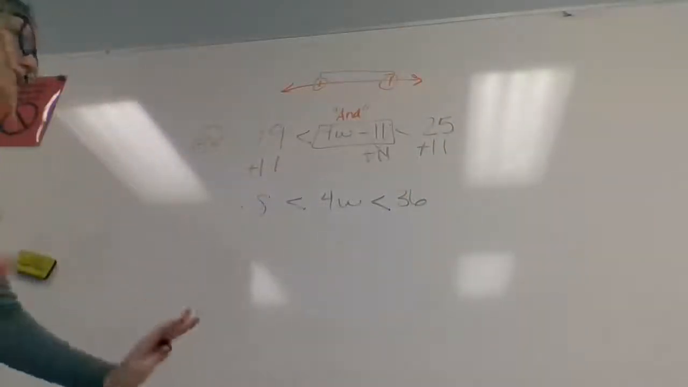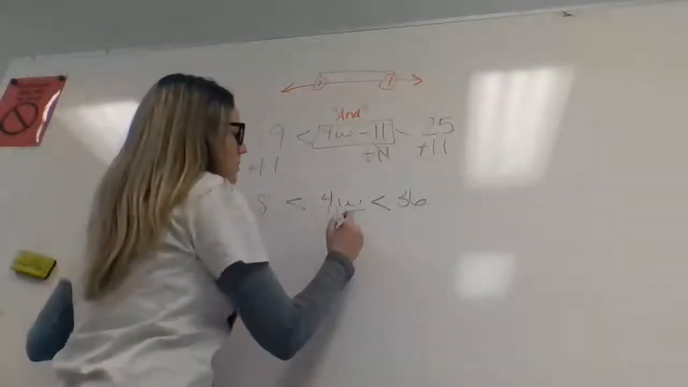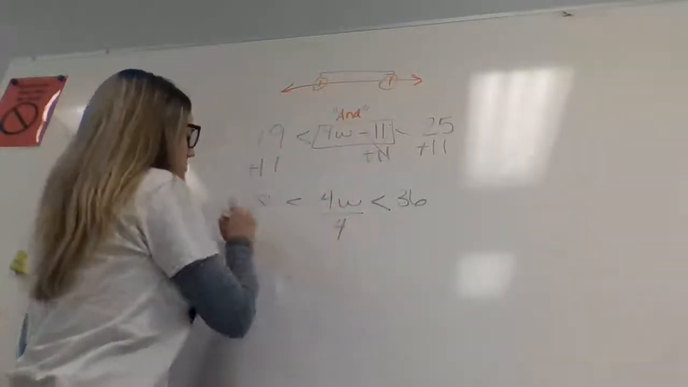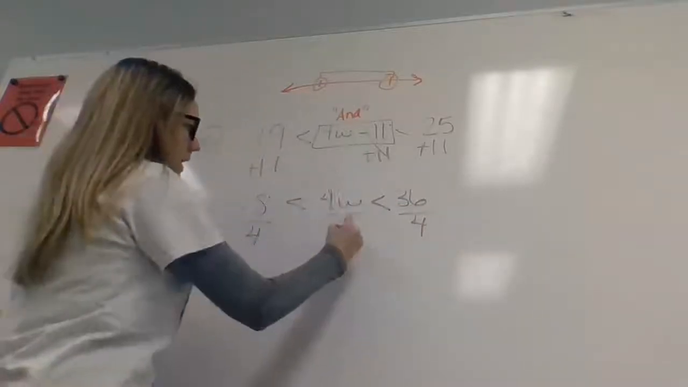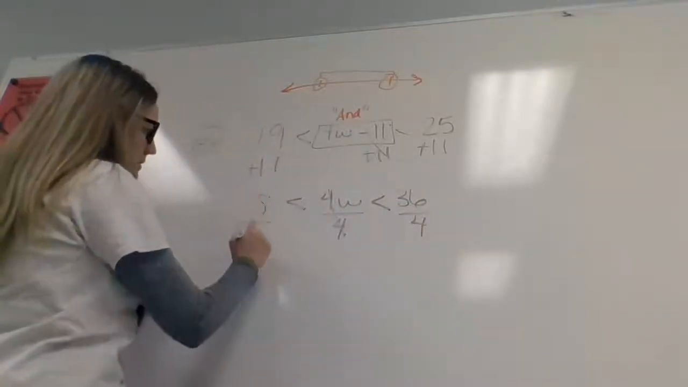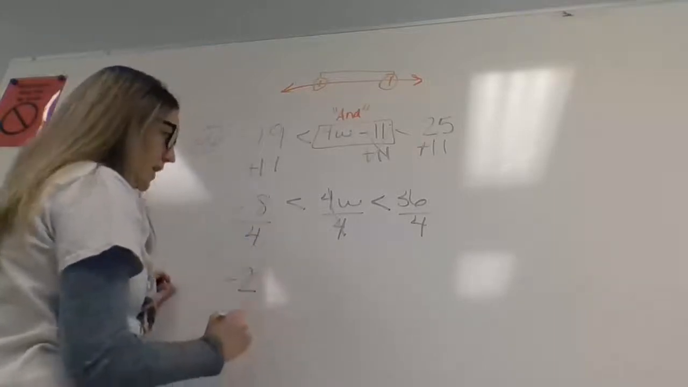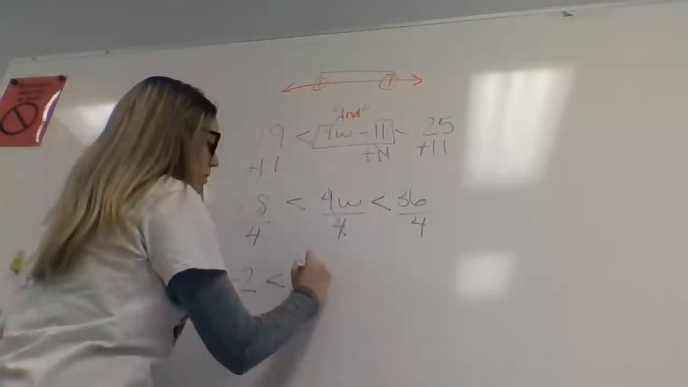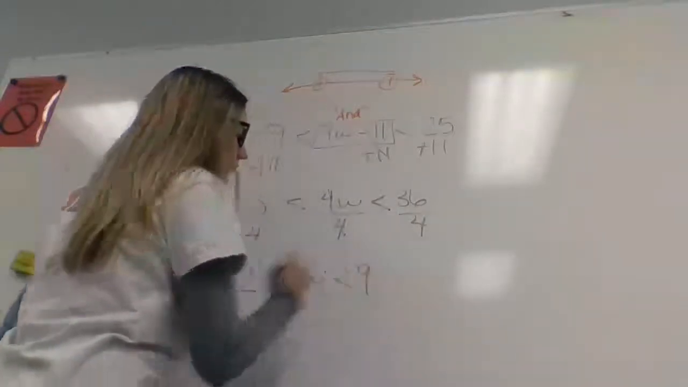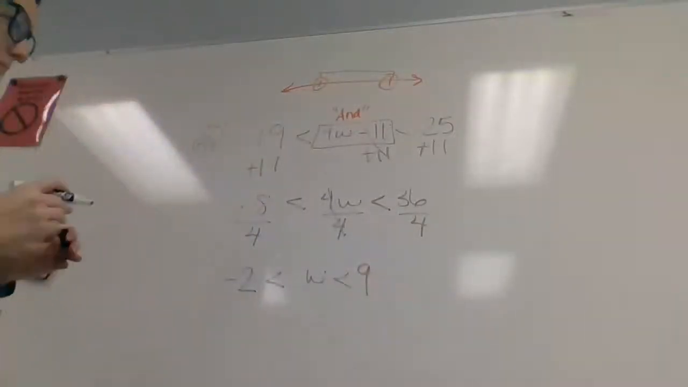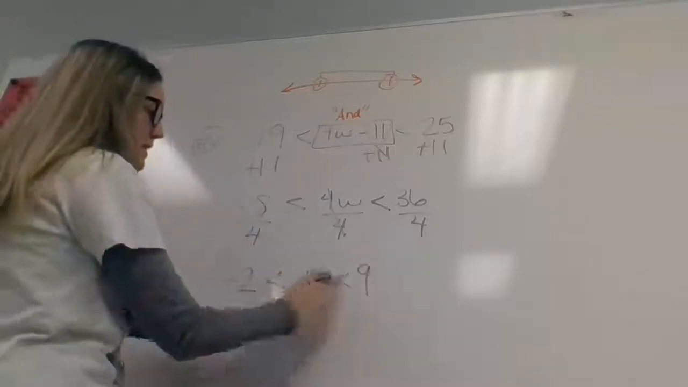Again, W is not by itself, so I'm not quite done yet. In order to undo this here, divide both sides by 4. So that cancels. I'm left with negative 8 divided by 4, which is going to give me a negative 2. Left with my W in the middle, and then 36 divided by 4 is going to give me 9. Now, I have W by itself, which is great.